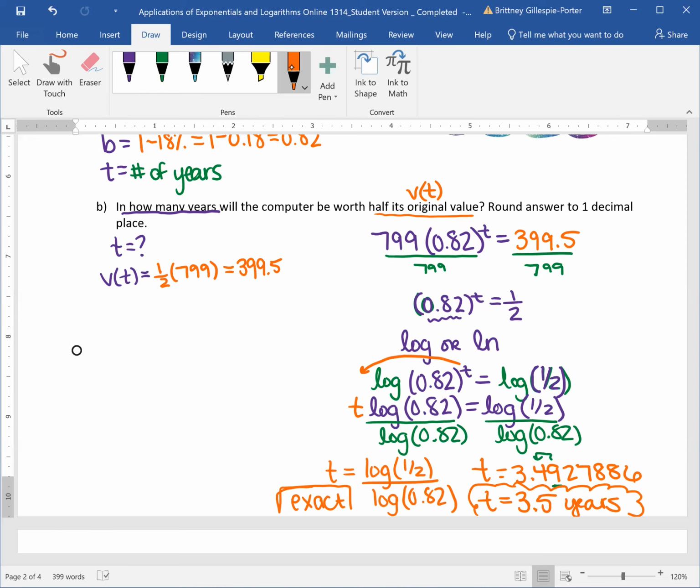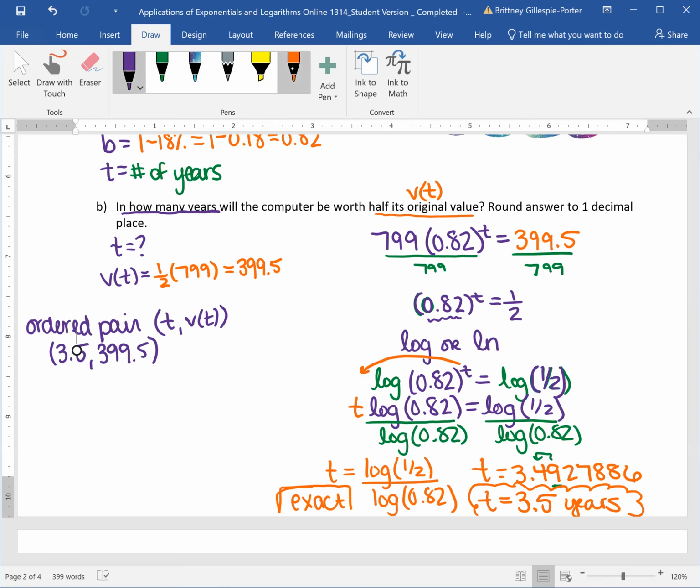Okay. If you are asked to explain what you just found, the ordered pair we just found will be in the form t comma v of t, which means that you would have 3.5 comma 39.95, what you plugged in for v of t.